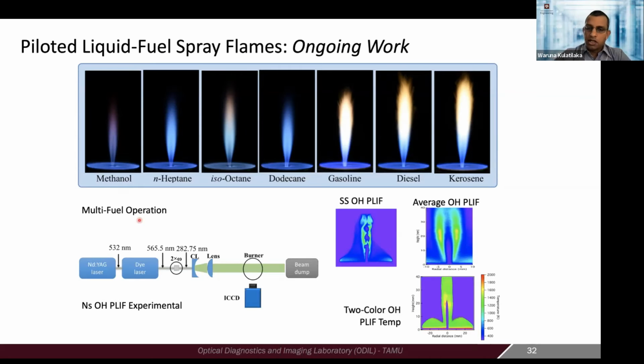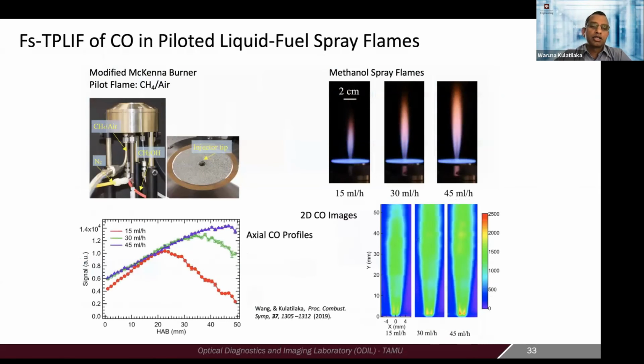So this gives a nice test case again to look at the CO emission. Here's a picture of that pilot flame. We have that injector in the middle of the premixed flat flame of the McKenna burner. And this is when it's operated at a few different flow rates of the liquid fuel. This image doesn't show this.